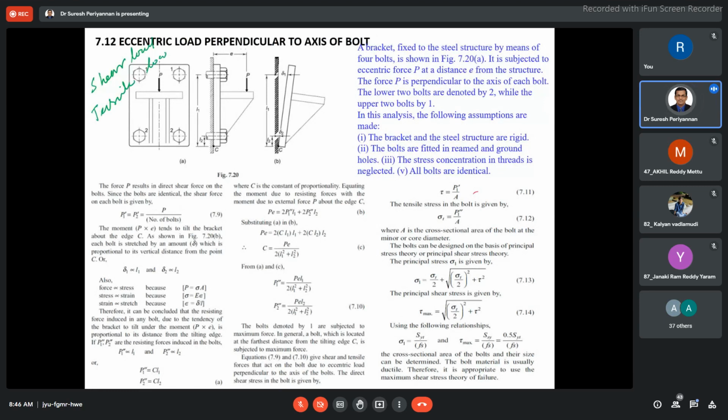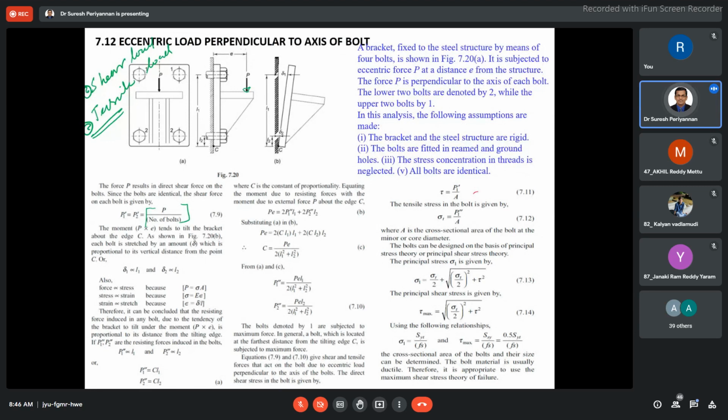In this case, now, the shear load with respect to the direct load P is P1 divided by the number of bolts. The load is acting here. When the load P is acting at an offset distance from the bracket frame, then what will happen?